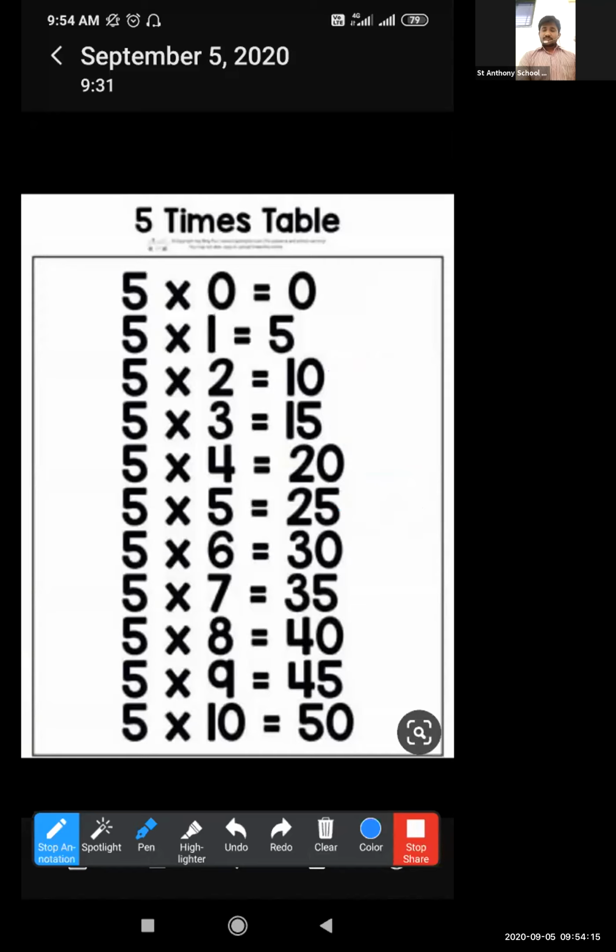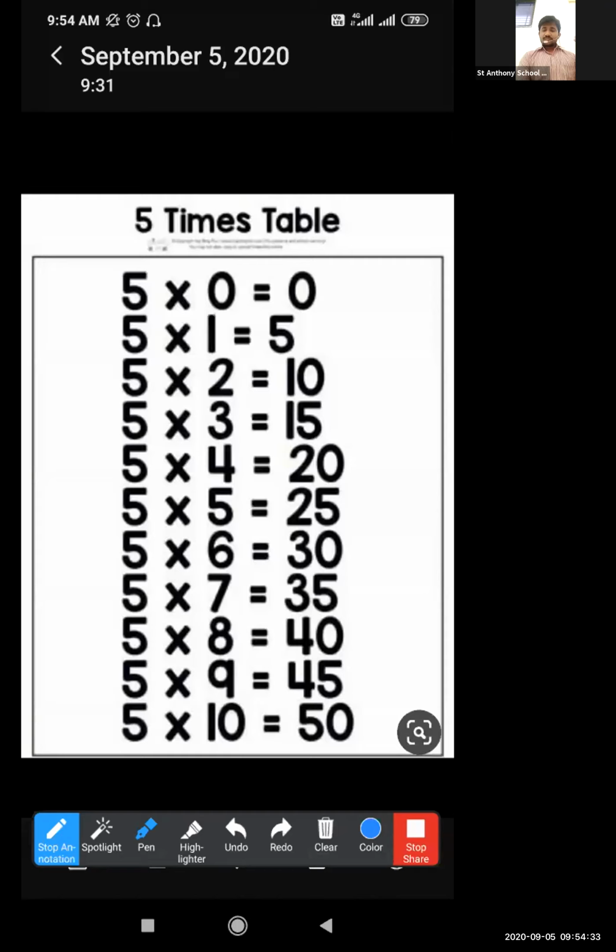5 into 5 is equal to 25. That means add 5 five times, then you'll get answer 25. 5 into 6. Add 5 how many times? Add 5 six times.